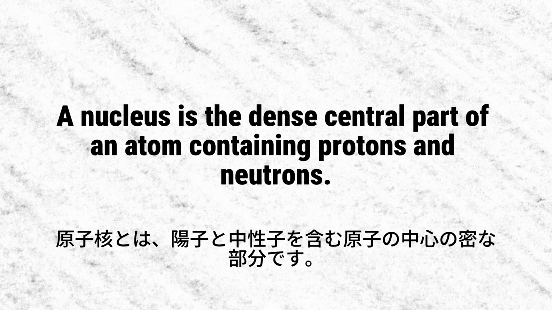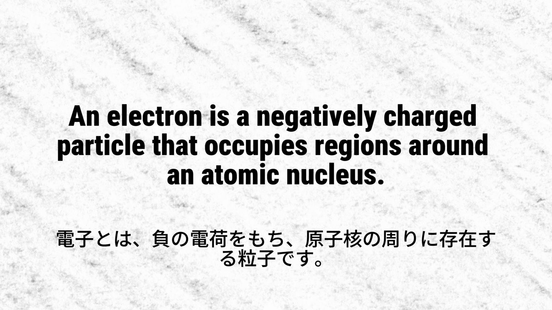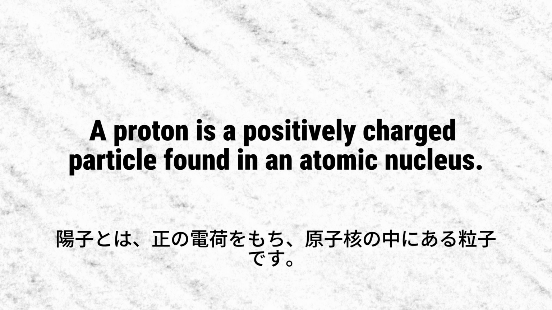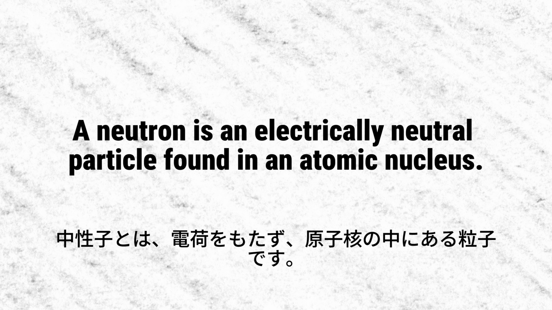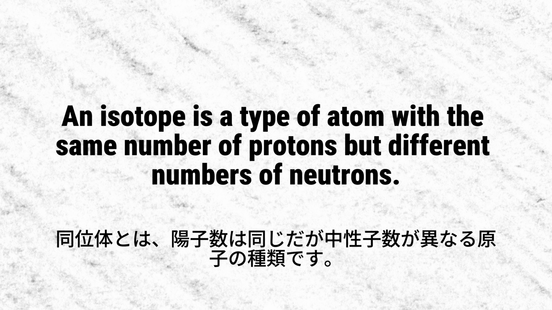A nucleus is the dense central part of an atom containing protons and neutrons. An electron is a negatively charged particle that occupies regions around an atomic nucleus. A proton is a positively charged particle found in an atomic nucleus. A neutron is an electrically neutral particle found in an atomic nucleus. An isotope is a type of atom with the same number of protons but different numbers of neutrons.